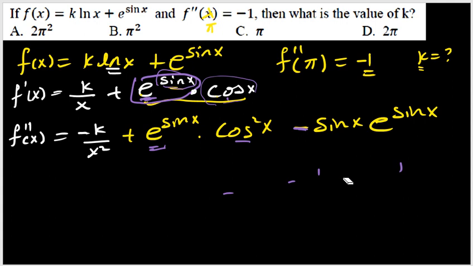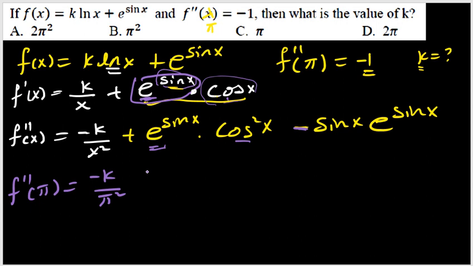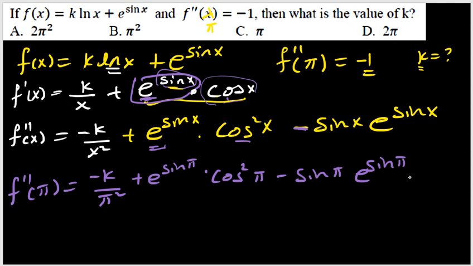So that's it. Now let us substitute pi, because second derivative at pi is given already as negative 1. So the second derivative at pi means negative k over pi square in place of x. I will substitute pi: plus e the power of sine pi times cos square of pi minus sine pi e the power of sine pi, which is equal to negative 1.